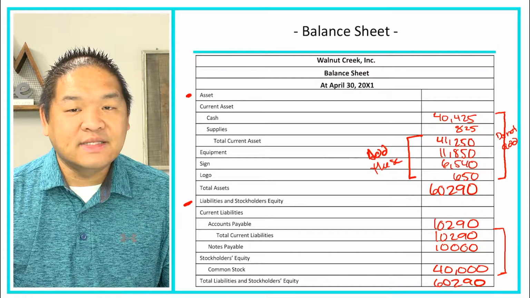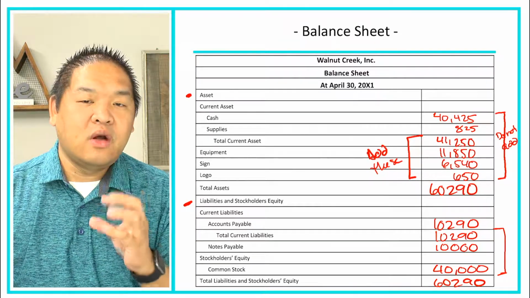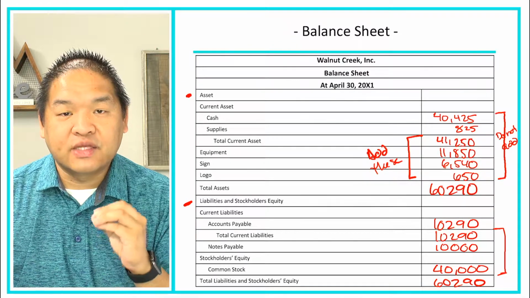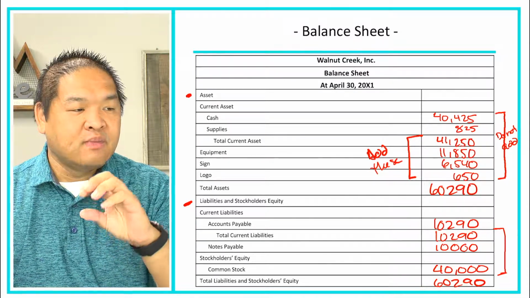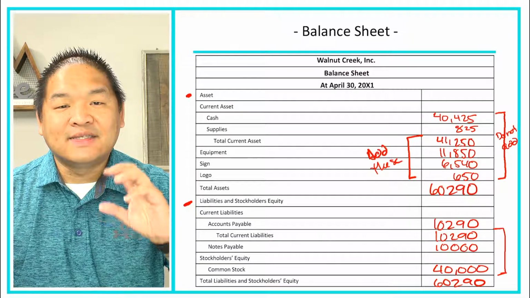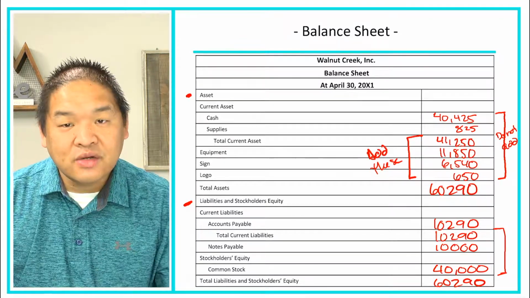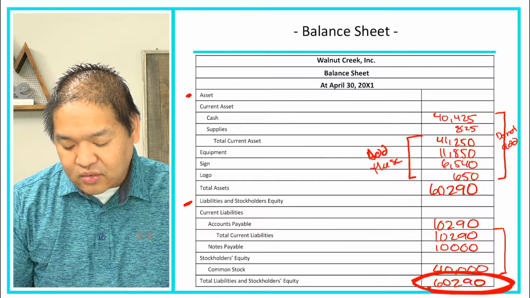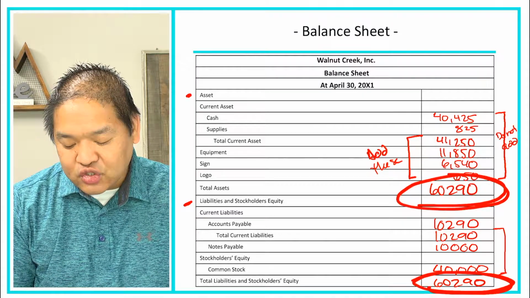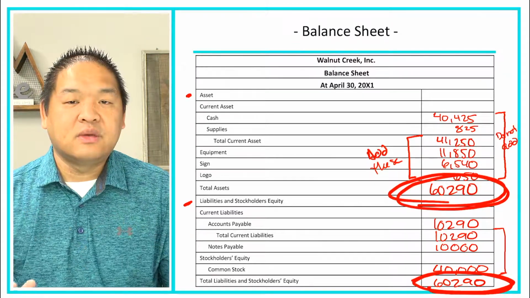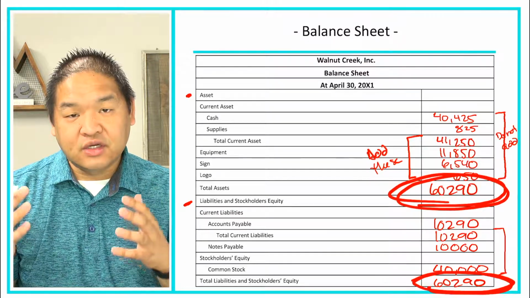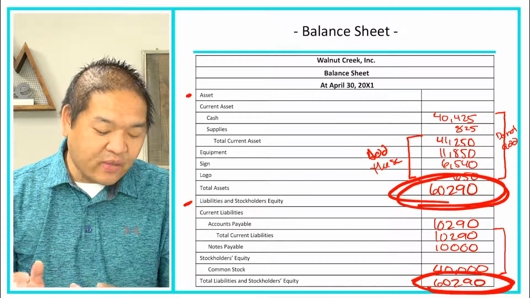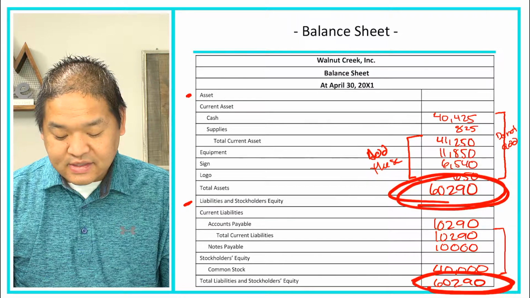Now, how do I know that I did it right? Well, we don't know if we did it 100% right because we could have mixed up some numbers and still got the same answer. But generally speaking, if my total liabilities and stockholders' equity equals my total assets, then the assumption is that I've done this correctly. So that's kind of how we know we've done this correctly at the end of the day.